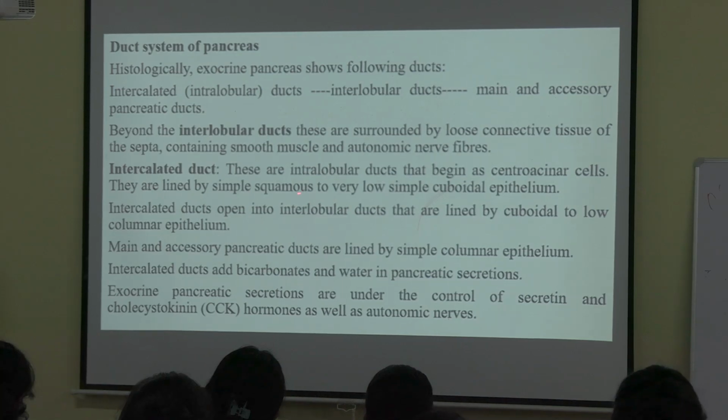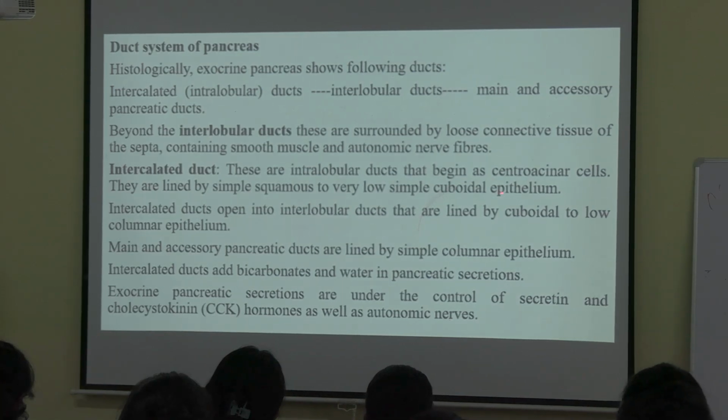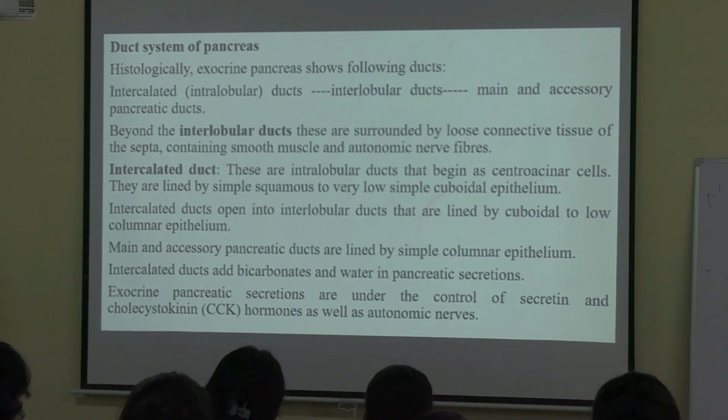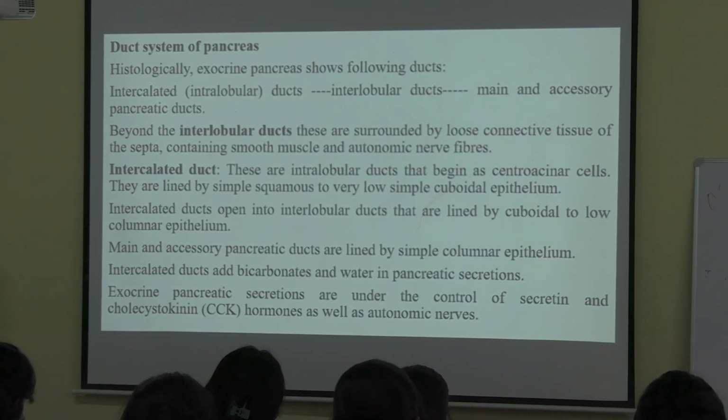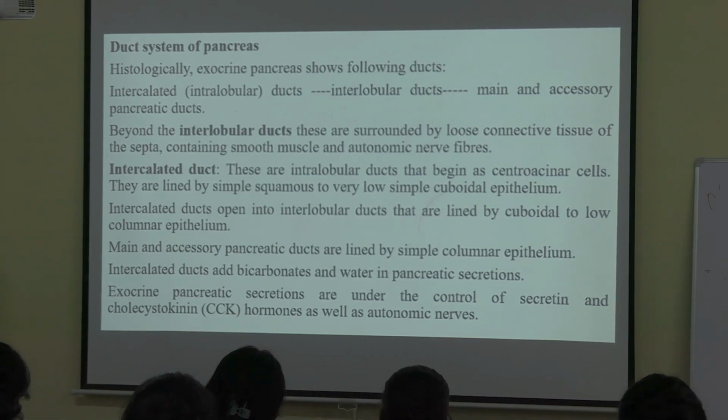The intercalated duct begins as the centroacinar cells, and they are lined by simple squamous to very low simple cuboidal epithelium. Next, the intercalated duct opens into the interlobular duct, which is lined by cuboidal or low columnar epithelium. See, the lining epithelium is changing. Next, the main and accessory pancreatic duct are lined by simple columnar epithelium. This is how the lining epithelium changes.